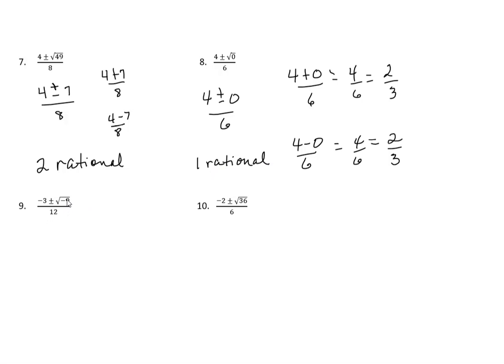Problem 9, I have a negative under that square root. So I have imaginary answers or non-real, and I've got a plus and a minus. So I have 2 non-real answers. Problem 10, I have this square root of 36 that I can simplify to 6. And you can see that my square roots go away, so I just have rational answers, and I have 2 of them. 2 rational answers here.